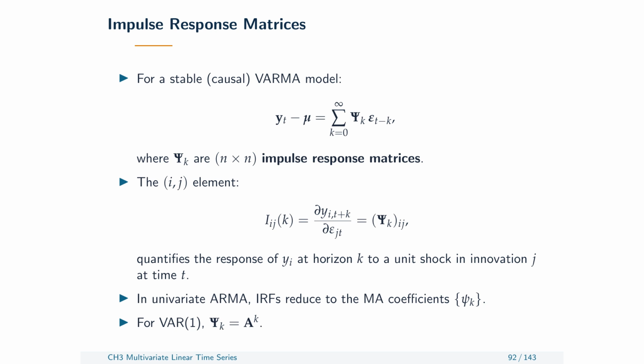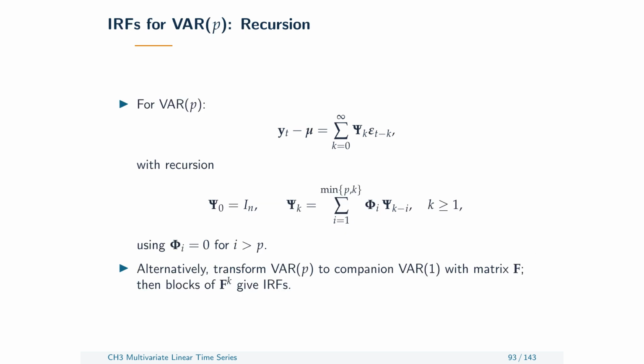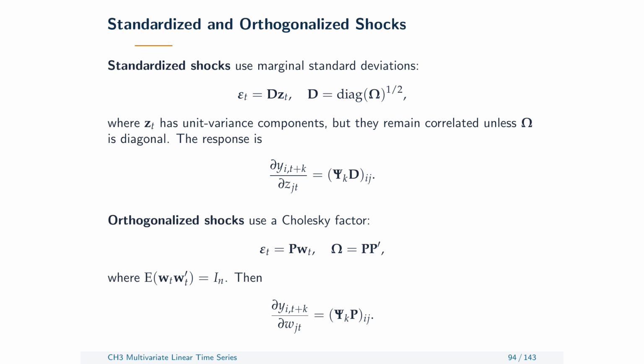Impulse response matrices are the coefficients of the infinite VMA representation. Their row i, column j element gives the horizon-specific response of variable i to innovation j. For a VAR of order p, the matrices follow a recursion using all coefficient matrices whose lags are available at that horizon. So which shocks should we actually trace?